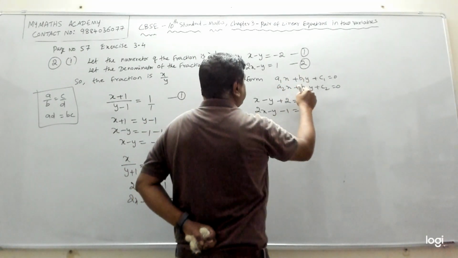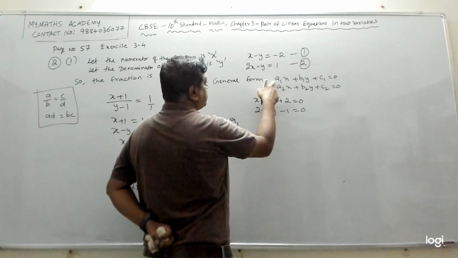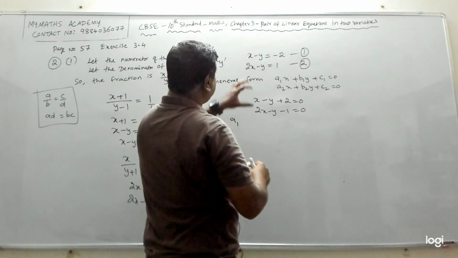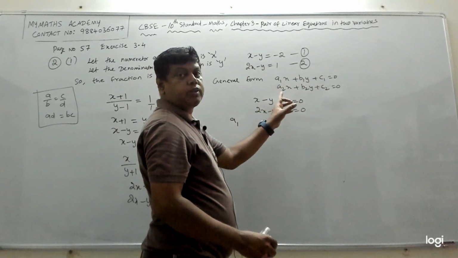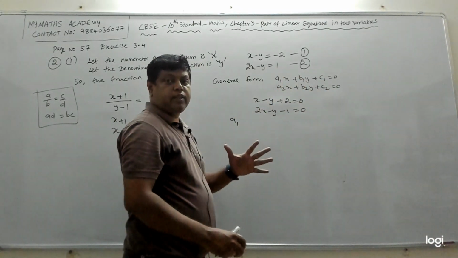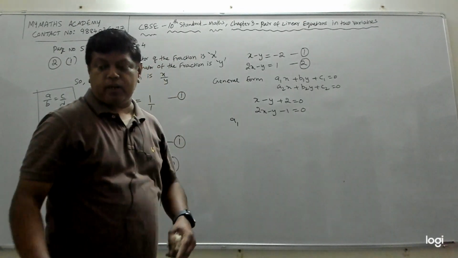Now after converting this, let's find what a1, a2, b1, b2 are. Compare this with this. We have converted this equation in this form so that we can identify what is a1, b1, c1, a2, b2, c2. Once we find that, we need to go to comparing the ratio. We have to check the table.